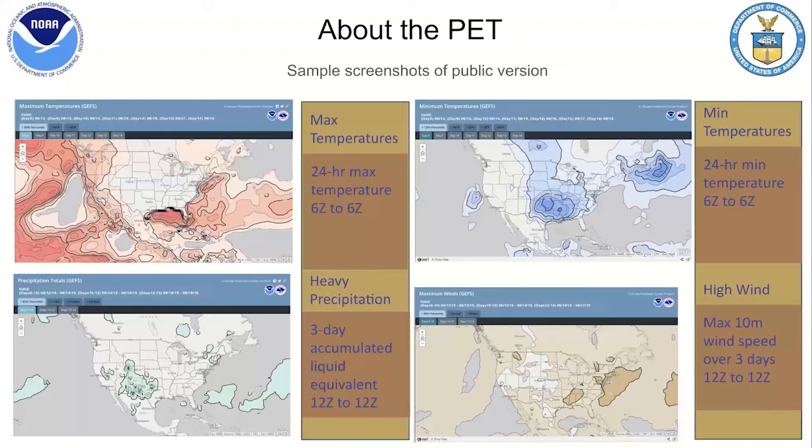The reason why we do 12Z to 12Z is based on what the backend data supports. The high wind probabilistic extremes tool uses the maximum 10-meter wind speed over 3 days. So we pick out the data points from the model over 3 days, and we take the maximum 10-meter wind speed over the period. And that's also 12Z to 12Z.